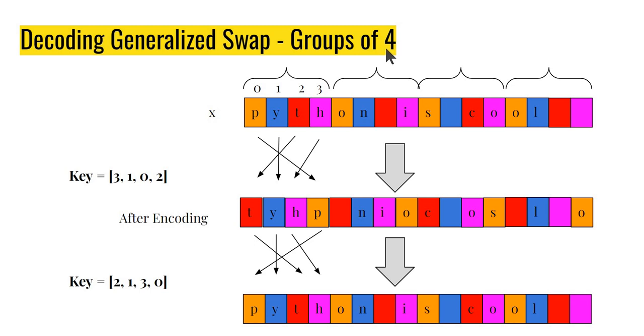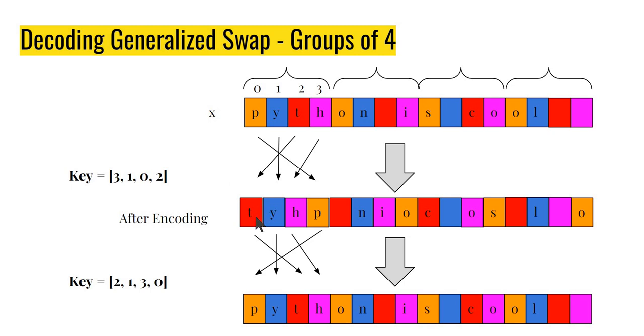Let's say we are working on a group of 4 and we have this situation, PYTHON. Remember, in the group of 4, my indices are going from 0, 1, 2, 3. Now I am encoding this based on this key that I have provided. So basically I take, for example, the letter at position 0 to position 3, position 1, I retain it, position 2, I take it to 0, and position 3, I bring it to 2, based on this key. And that's what I've illustrated here.